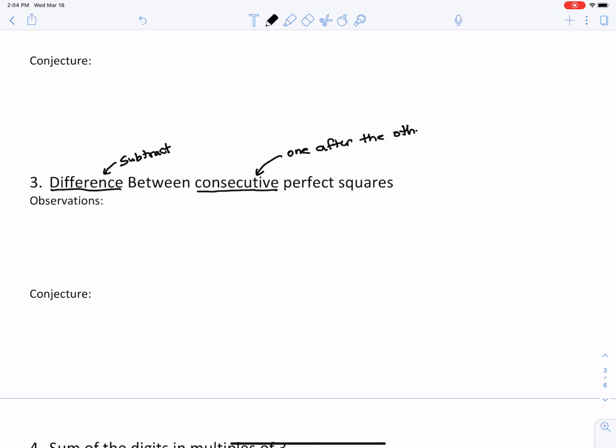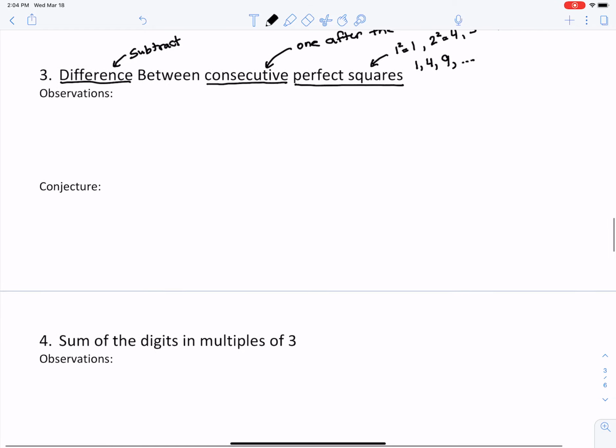So if I'm talking about consecutive integers, I could be talking about 1, and then the next number would be 2. But here, we want to do one after the other of perfect squares. And perfect squares are the numbers we talked about before. 1 squared, which is 1. 2 squared, which is 4. 3 squared, which is 9, etc. So my perfect squares are 1, 4, 9, and you can keep going with that.